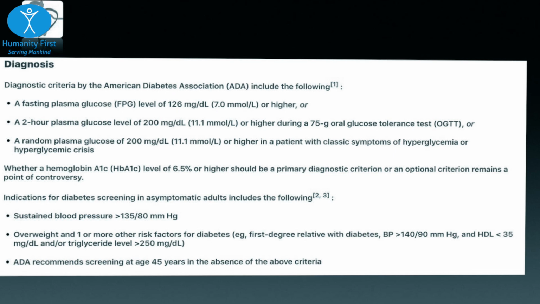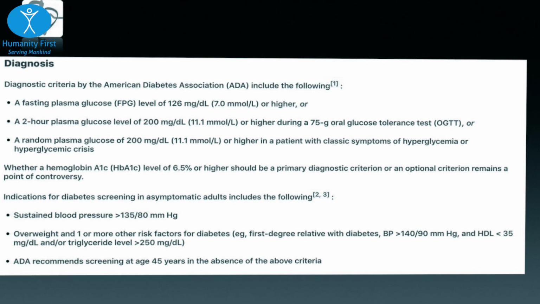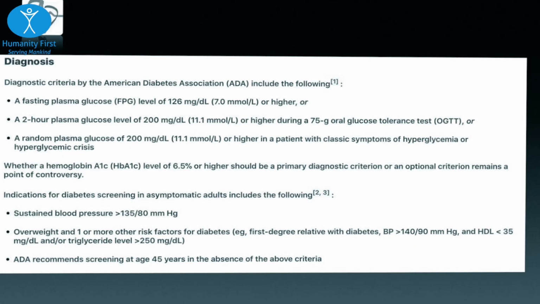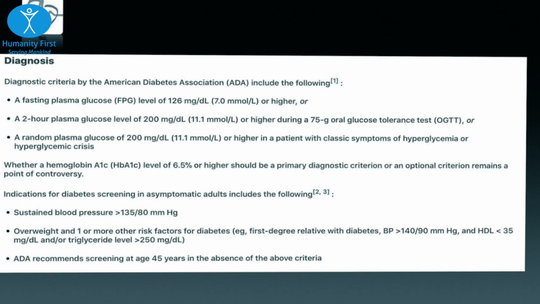Whether a hemoglobin A1C level of 6.5 or higher should be a primary diagnostic criterion, there is still a debate going on, but I personally use a hemoglobin A1C level of more than 6.5 as a diagnostic tool.